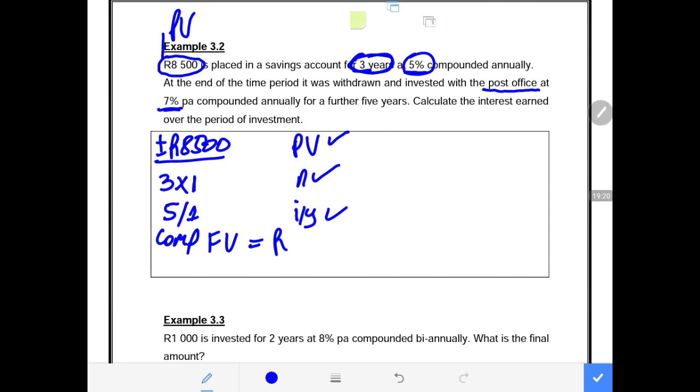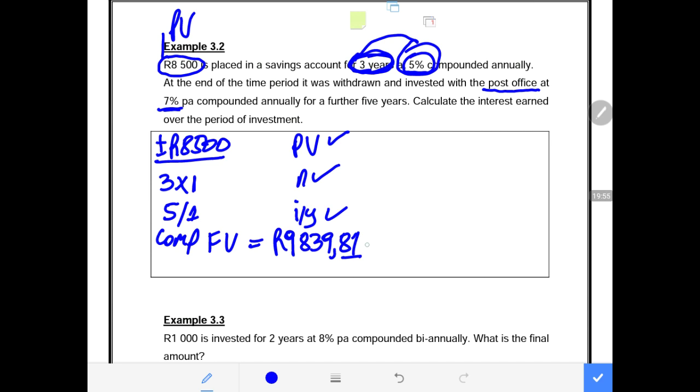Then after we say comp, because we need to compute the value of the investment after 3 years, just before we make the withdrawal. Then we say comp future value. The future value is 9,839 rand 81 cents. So now this is the value of the investment at the end of 3 years from the first investment, where the amount was invested for 3 years at the rate of 5% per annum, compounded annually.